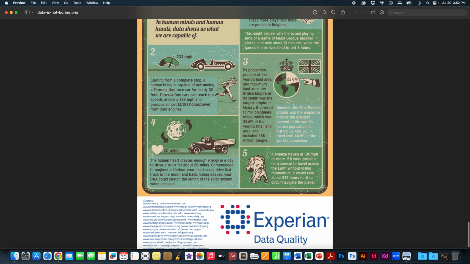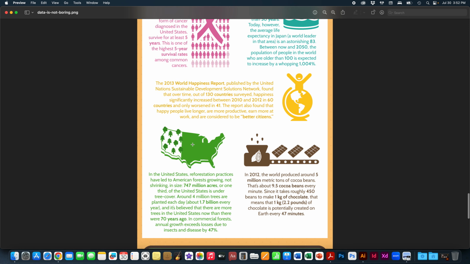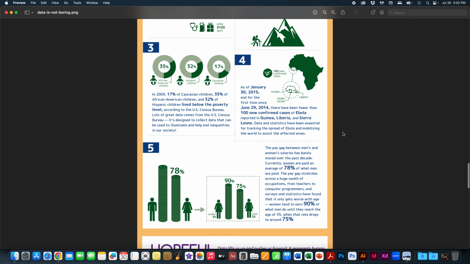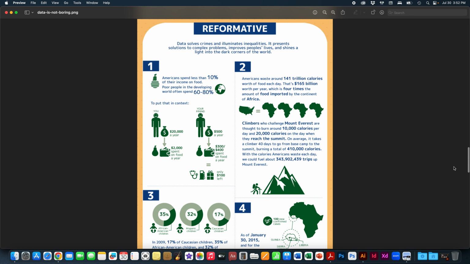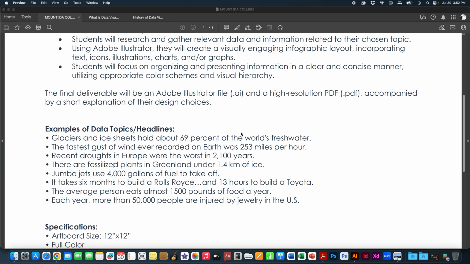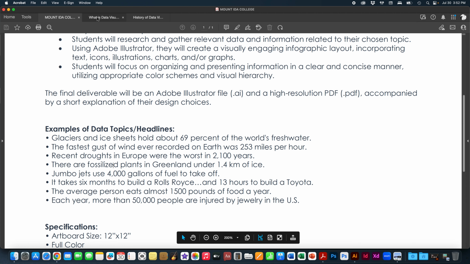So anyway, that is just a good example of what we're creating. Again, you're not expected to create something this extensive, but just a section of something like this would be great. So hopefully by now you're thinking about the type of subject matter you are interested in and would want to pursue. Let's look at some more information.